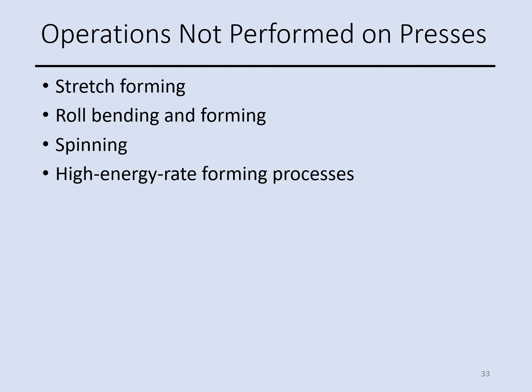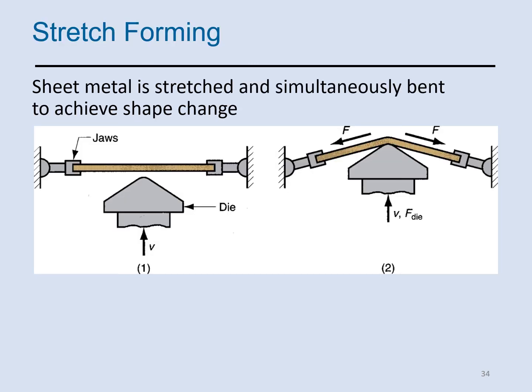We have other forming processes that are not performed on presses, like stretch forming. We have roll bending and forming, we have spinning, and we have high energy rate forming processes. The first process was stretch forming. In this process, we have the sheet metal, as you see here. We have two jaws, and they apply tensile stress, so we have some pre-stress in this sheet metal.